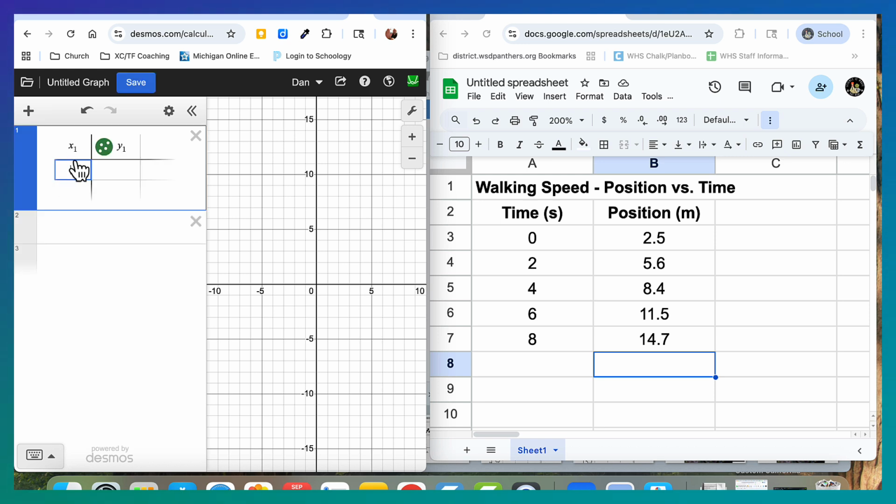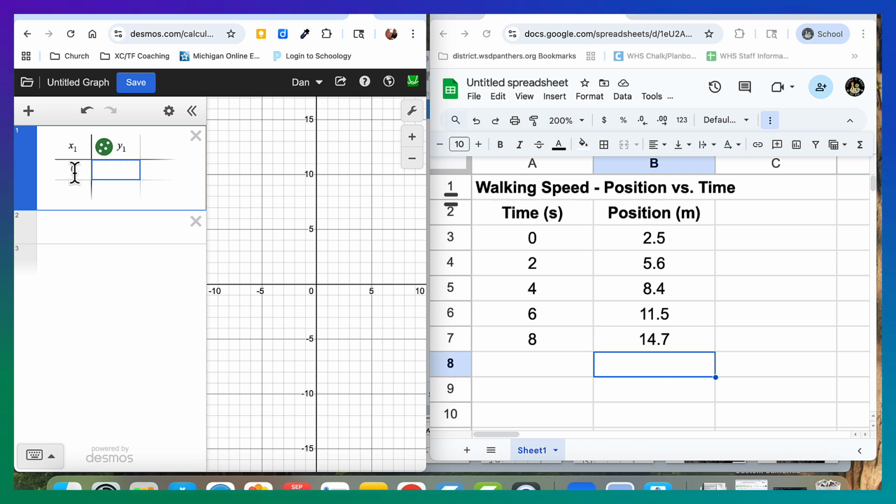Okay, so I'm going to add a table, and you'll notice that it has x sub 1 and y sub 1. We can't really change that. So over here we have time for the x, position for the y. Once again, we can't change that label, at least not that I know of. So we're just going to assume that time is the x sub 1, position is the y sub 1. So let's go in here and let's add that.